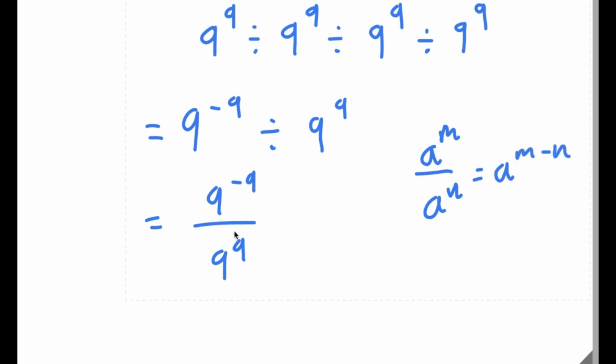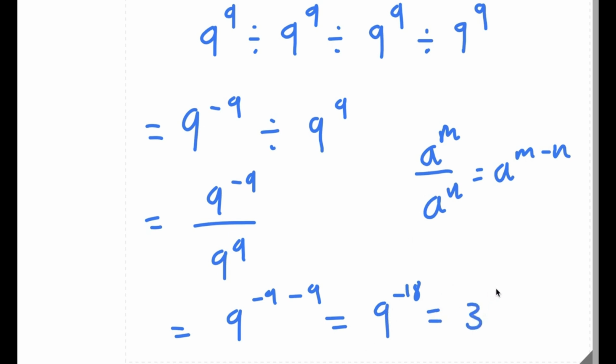So in this case, 9 to the power of negative 9 over 9 to the power of 9, this is going to equal 9 to the power of negative 9 minus 9. And negative 9 minus 9, that's simply equal to negative 18. So now I have 9 to the power of negative 18, which is equal to, well, 9, this is the same thing as 3 squared. So I have 3 squared to the power of negative 18.